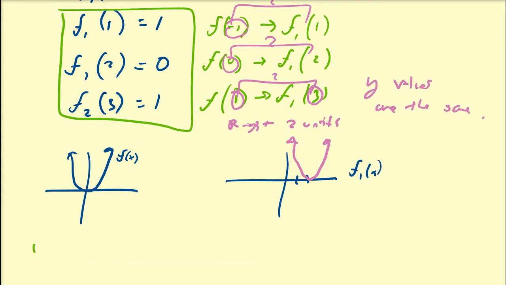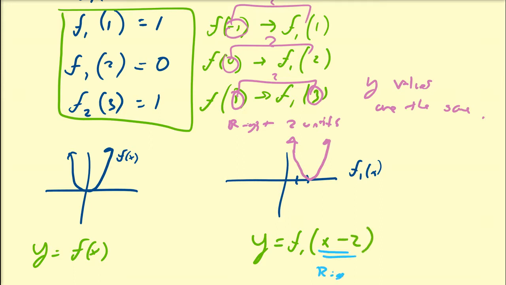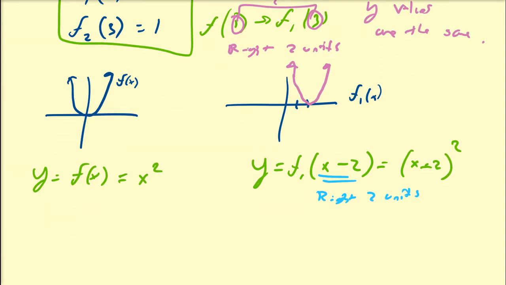So we have y is equal to f of x, and y is equal to f1 of x, which is x minus 2. We see that this minus 2 shifts everything to the right 2 units. And in general, we have this is equal to x squared, and this is x minus 2, the quantity squared. Okay, great. So let's look at another example of this.